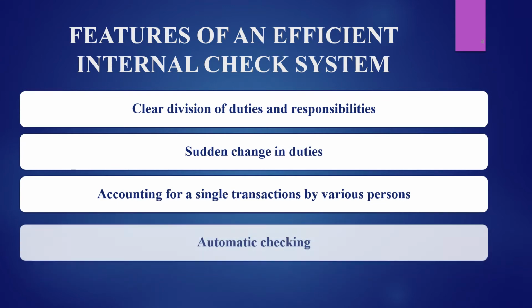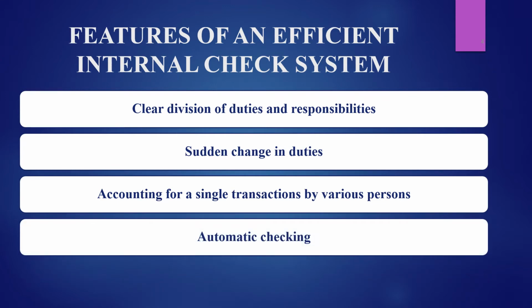Further, another feature of an efficient internal check system is automatic checking. Now, when we talk about the internal check system, one particular work which has been completed by one employee is being checked by another employee. So, no employee is blindly trusted, and the work of every employee gets checked by one or more persons. So, it leads to automatic checking in this process of internal check system.